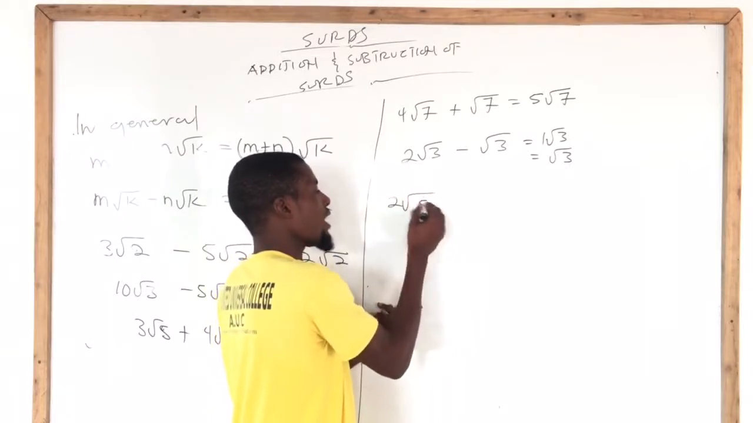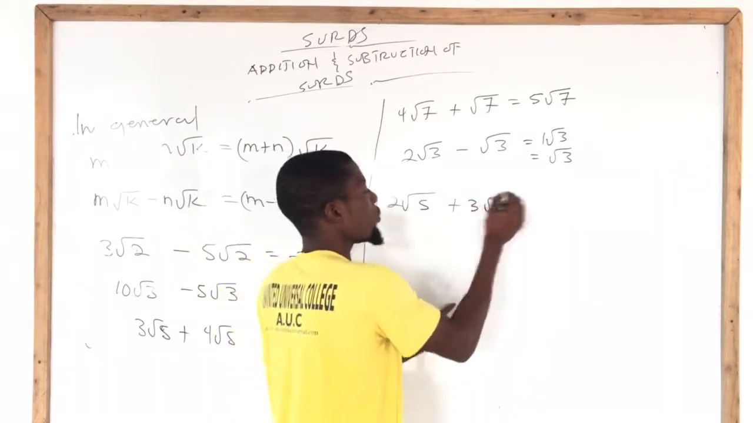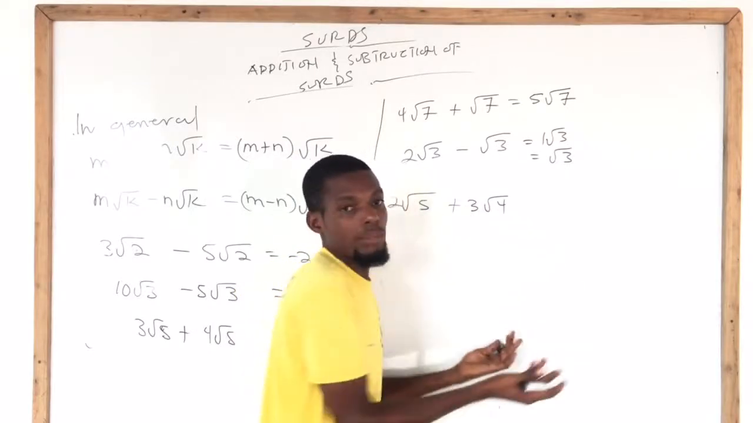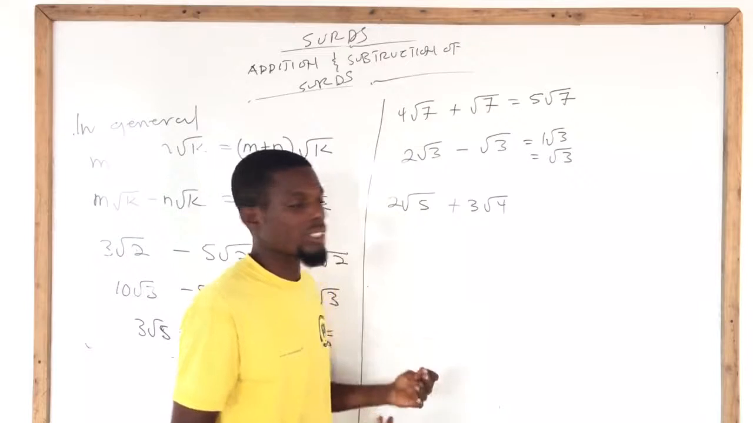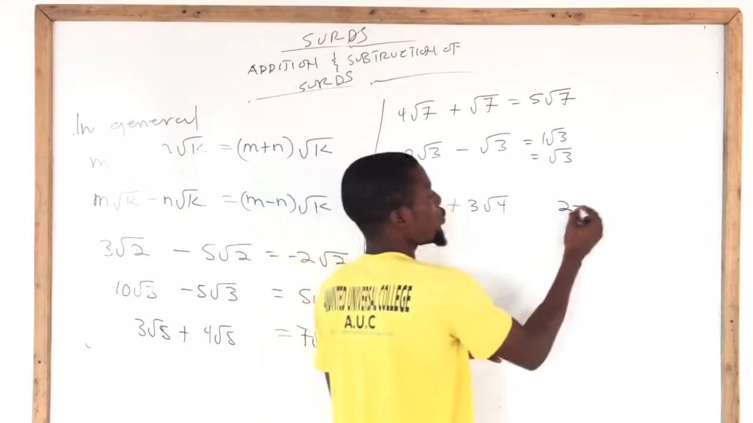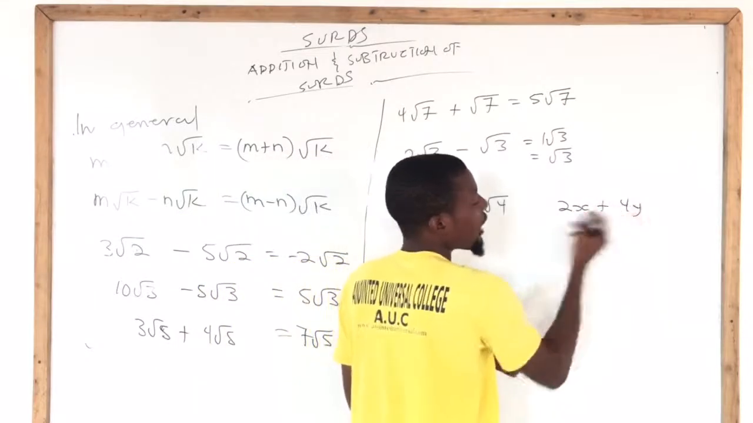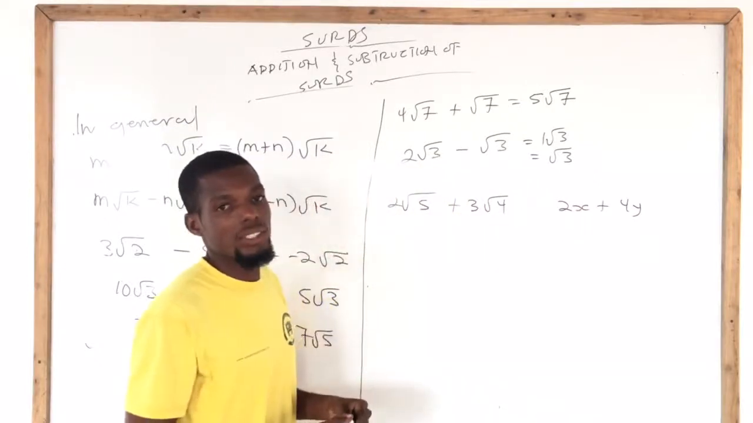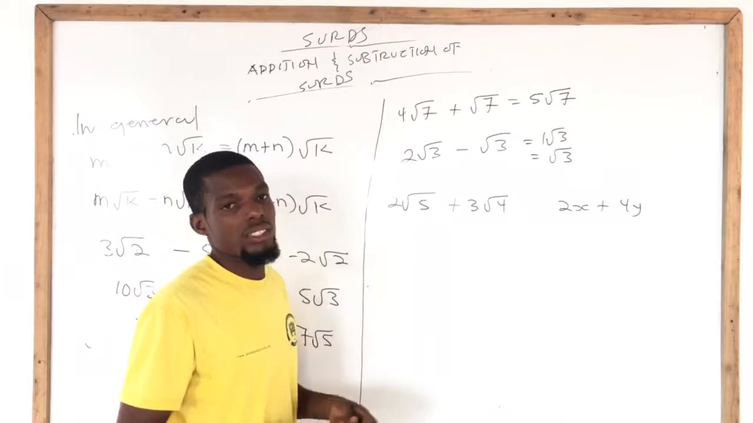2 root 5 plus 3 root 4. You cannot do anything to this, right? You cannot add nor subtract because the roots are different. The same way, if I give you 2x plus 4y, you cannot add these two because they are not the same. The same way, you cannot add this. So you leave this as it is, right?